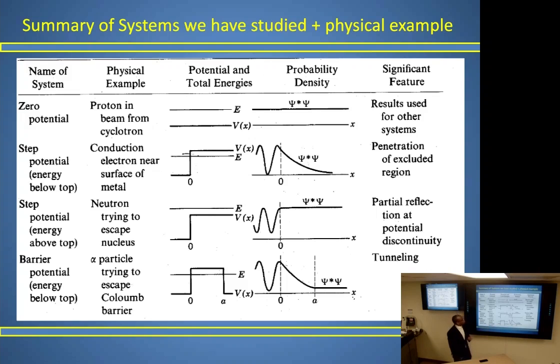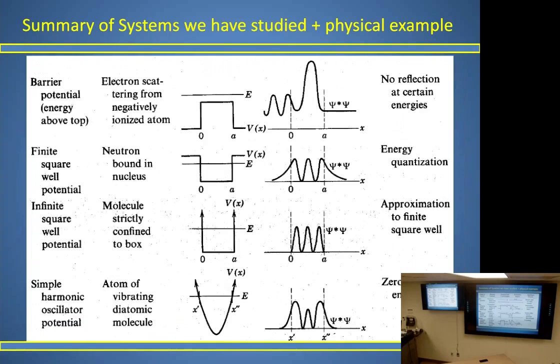Oh, there are many more. And so you can look at the probability density, which is the statistical interpretation, and see what it gives you on the other side. So, let's keep going with more systems. We did the barrier potential in which the energy is up there, so a scattering state, that's what Griffiths called it. There is no reflection at certain energies, and we showed that graphically in my slide.